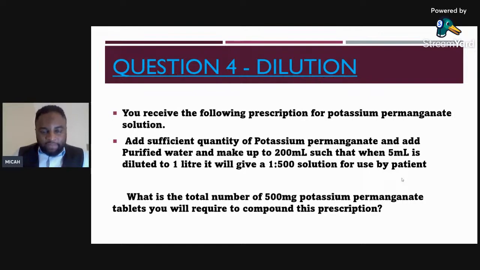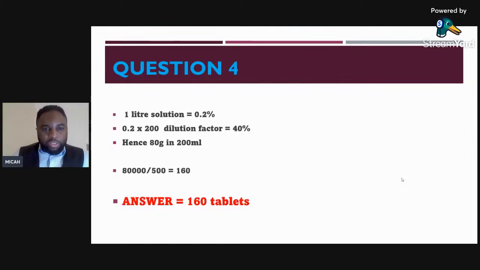When you get that, you can multiply your final concentration by the dilution factor to give you the initial concentration. So from 5 mil to 1,000 mil, what would the dilution factor be? It would be 200. Dilution factor would be 200. So as you can see, I've multiplied my dilution factor by my final concentration to give me the initial concentration.